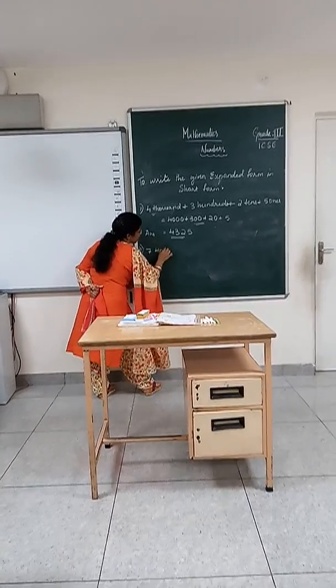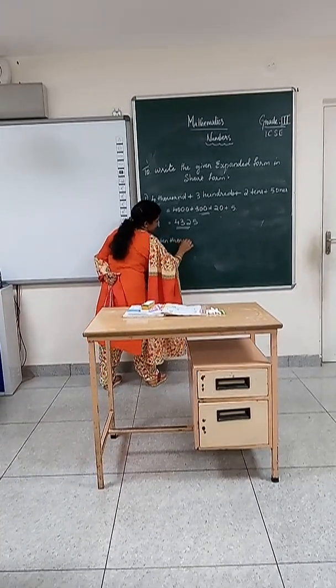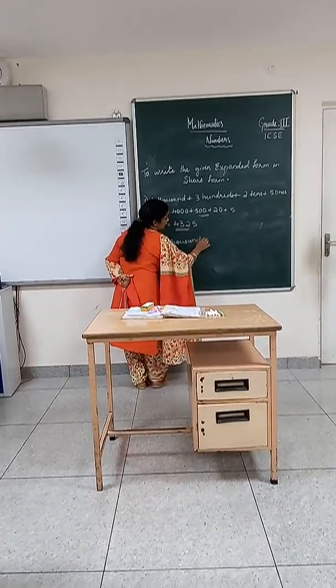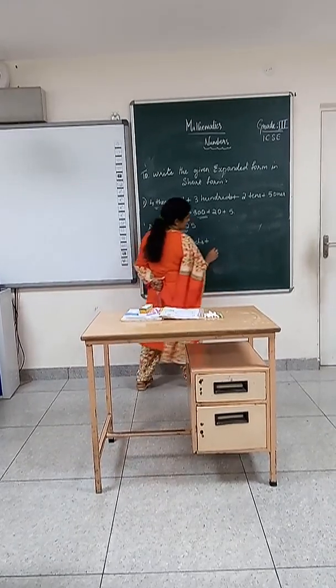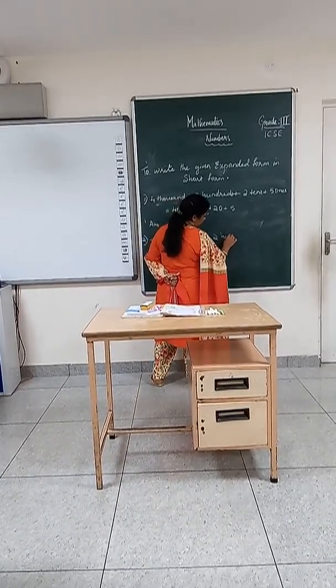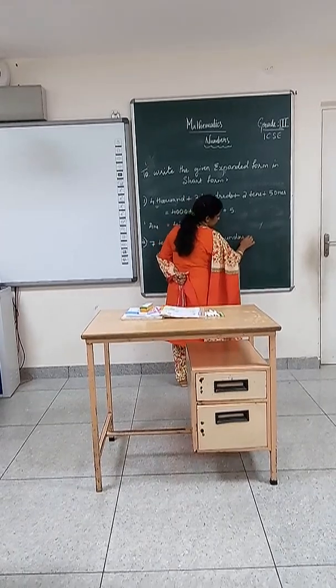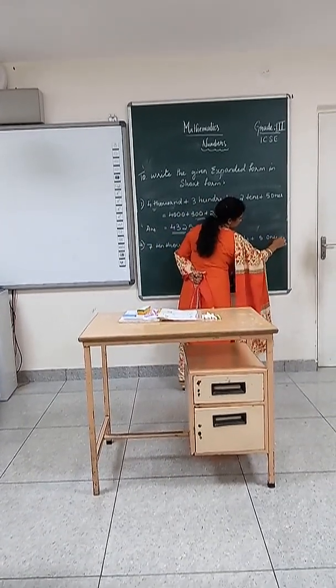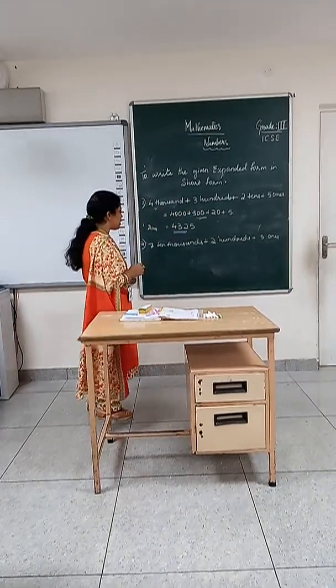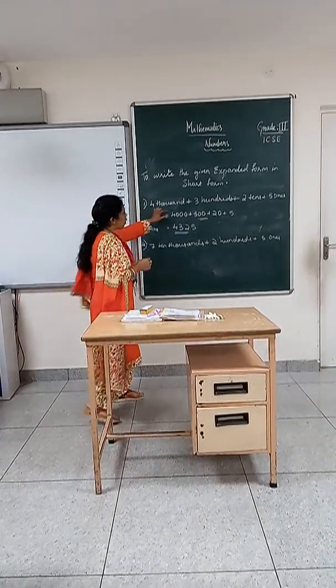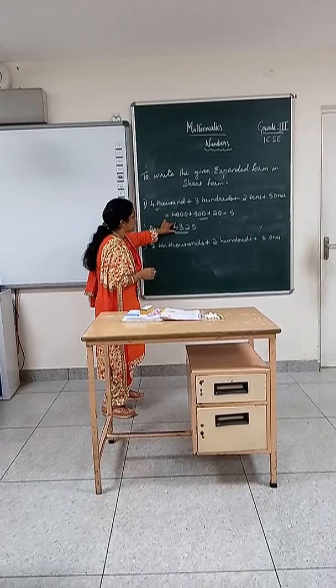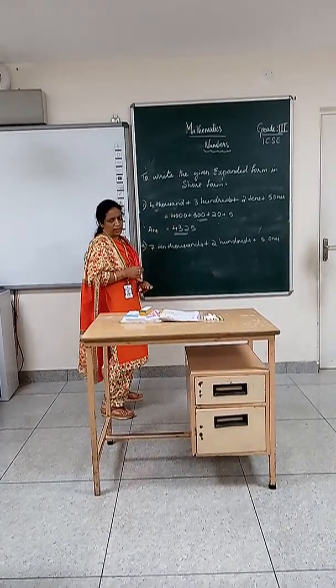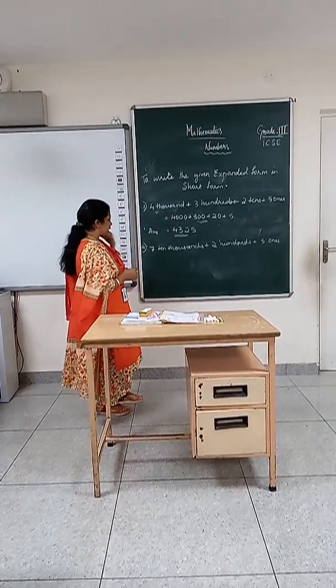7 10,000s. 7 10,000s plus 200s plus 5 ones. Now look at this number, children. Carefully observe it. Now I am not going to write this form straight away. I just want to write it in this form. So observe the number carefully.